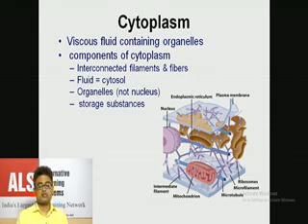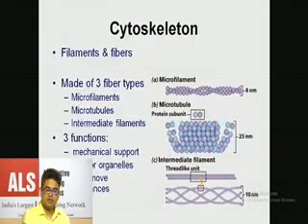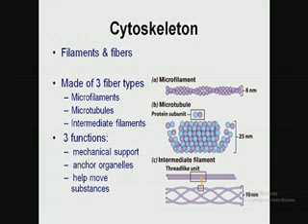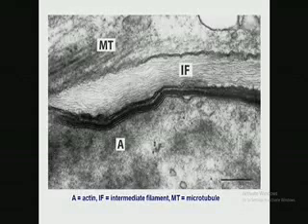Okay. So I'm just trying to tell you this. There are three types of fibers, filaments, and these filaments are part of the cytoskeleton. They are called intermediate filament, microfilament, and microtubules. These hold all the organelles in their proper position. So this is cytoskeleton: microfilament, microtubule, intermediate filament. It provides mechanical support, anchors organelles, and helps move substances.